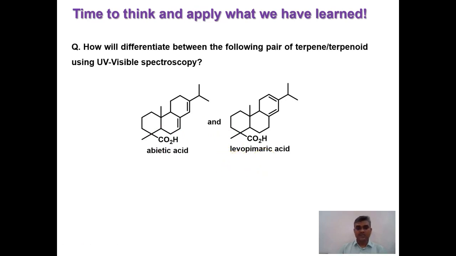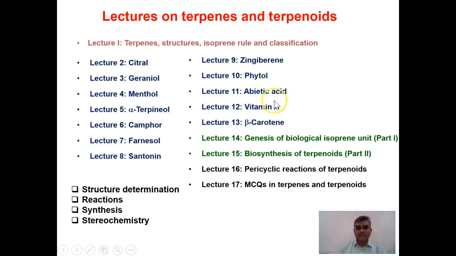So in this way we have learned the chemistry of the abietic acid molecule. Now in the next lecture we are going to discuss vitamin A, which again belongs to the class of diterpenoids.